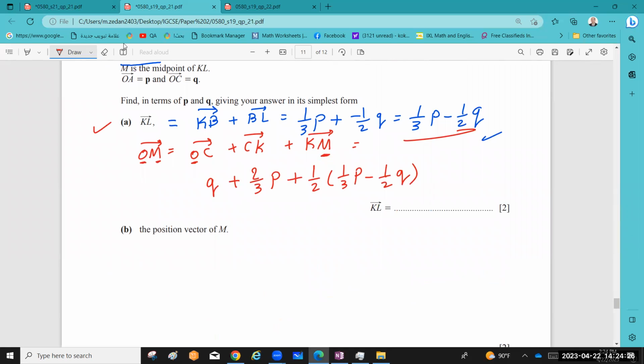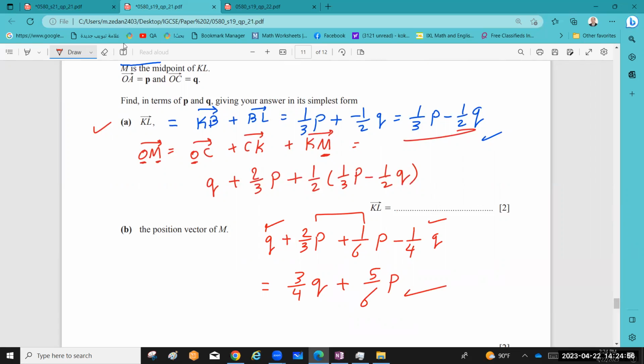So again, you have Q plus 2/3 P plus 1/6 P minus 1/4 Q. Collecting terms: Q minus a quarter Q is 3/4 Q. And for 2/3 P plus 1/6 P, multiply by 2 up and down: 4 plus 1, that is 5/6 P. And this is the answer.